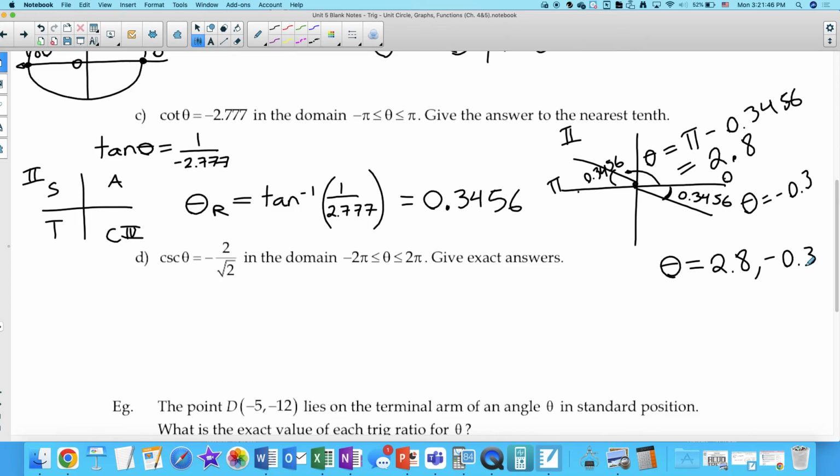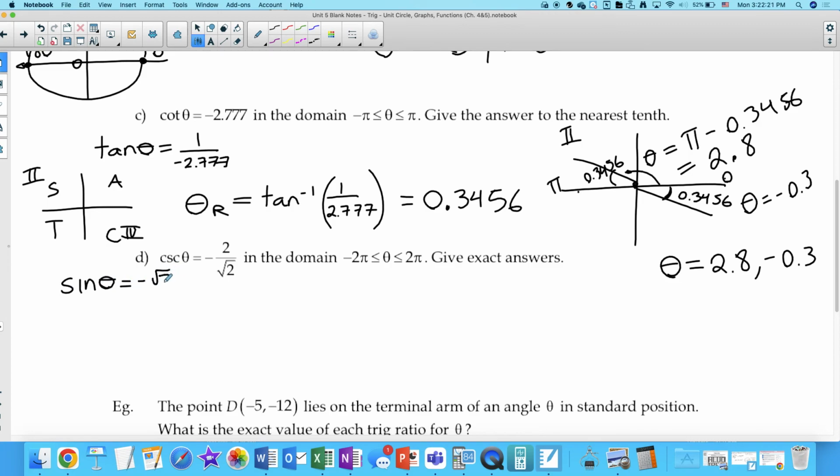Okay, so I think this will probably be our last one for today. Cosecant of theta equals negative 2 over root 2 in the domain negative 2 pi less than or equal to theta less than or equal to 2 pi. Give exact answers. Okay. So cosecant theta is negative 2 over root 2. What's the reciprocal? And what would the trig ratio be? Sine. Yes. So if this is the cosecant, sine of theta is going to be negative root 2 over 2.